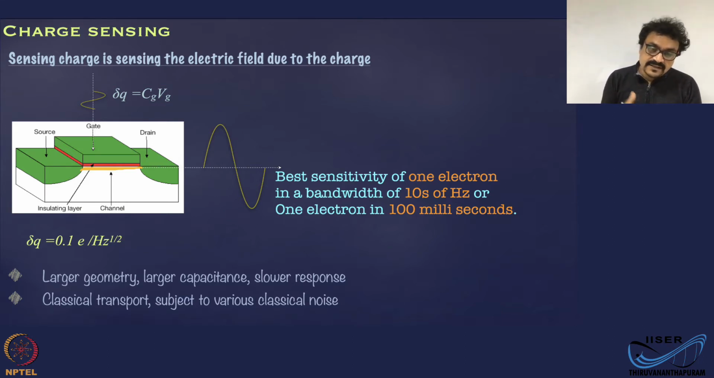And these are large systems obeying classical laws of physics, and bandwidth is kind of limited. You can get hundreds of milliseconds is what you're going to sense, generally, and the typical sensitivity is 0.1 electron per root hertz. Okay, what that means is 1 electron you can sense in 100 millisecond time scale.